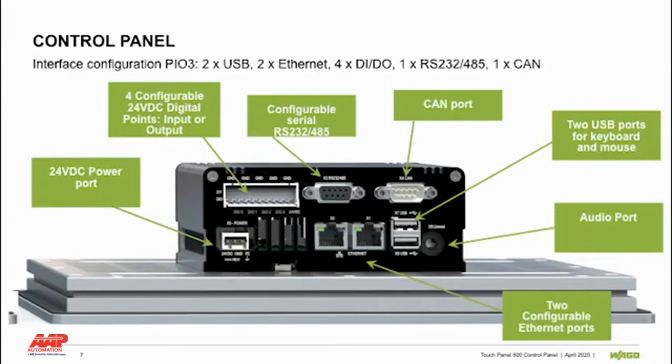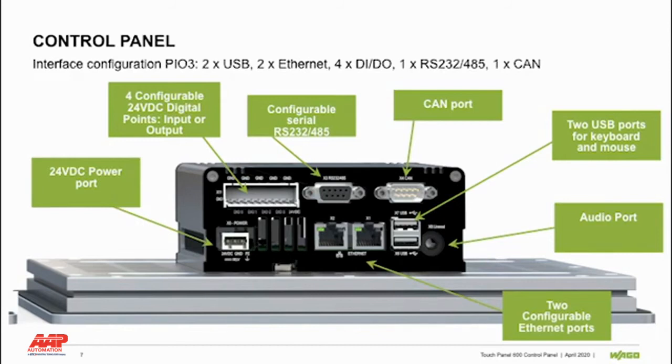This is the view of the control panel's interface ports. It is what we call the PIO3 configuration. There is a 24-volt DC removable connector to power the device. It does have on board 4 configurable digital I/O points. That is, you can configure each point to be either a digital input or a digital output.